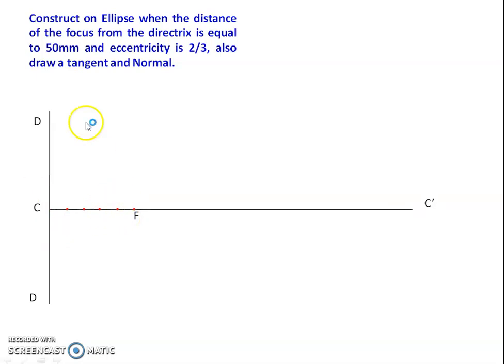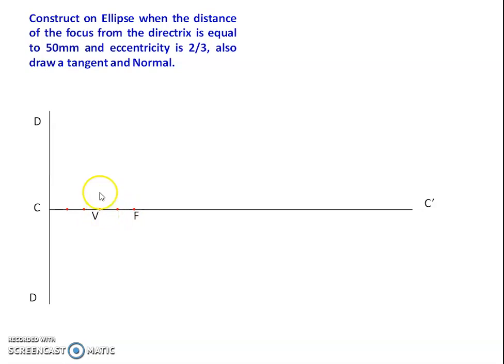Now mark the vertex point. The ratio is 2 by 3, that is, 2 equals Vf and 3 equals Vc. So take 3 divisions from C and 2 divisions from F, and mark the point as V. Here there are 3 divisions, and here there are 2 divisions.